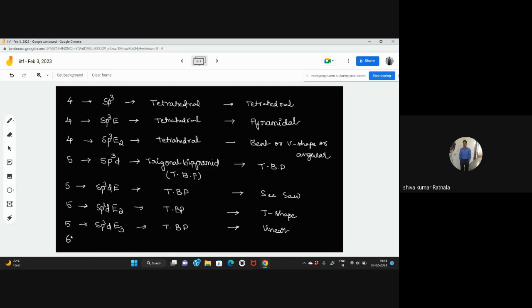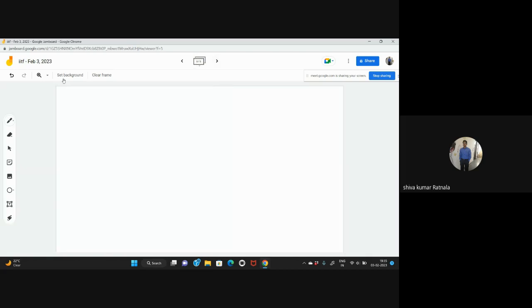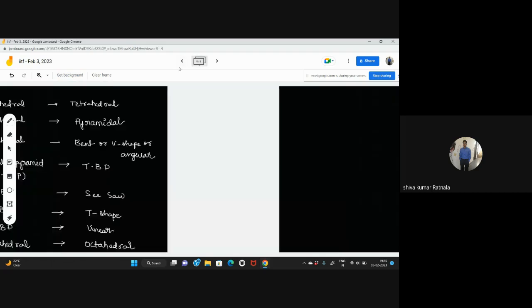X value remains 6, that will be sp3d2. Geometry is octahedral, and shape also remains octahedral only. And X value remains 6. Hybridization is sp3d2 with one lone pair. So geometry remains octahedral. This you need to remember.